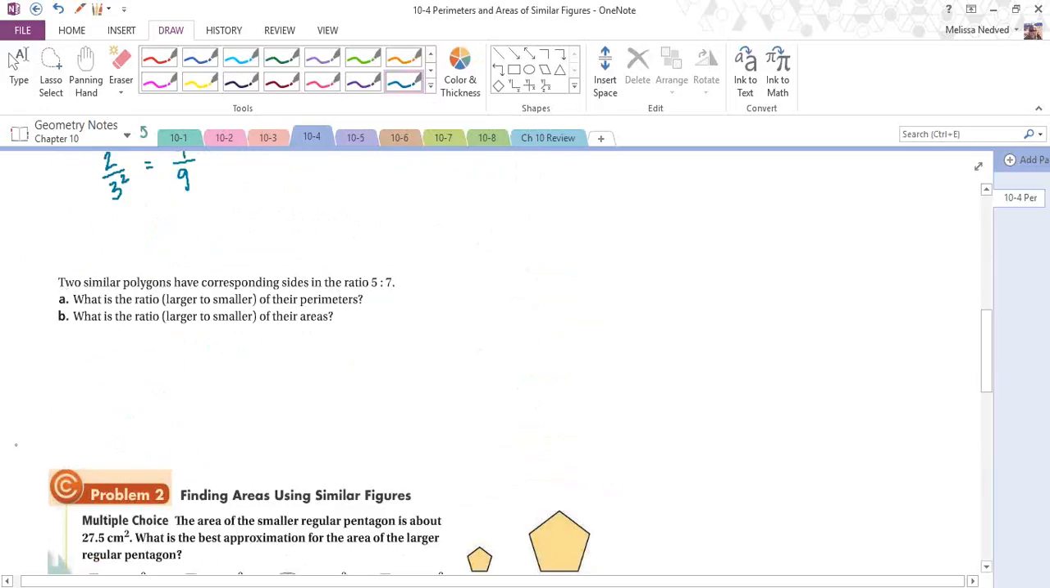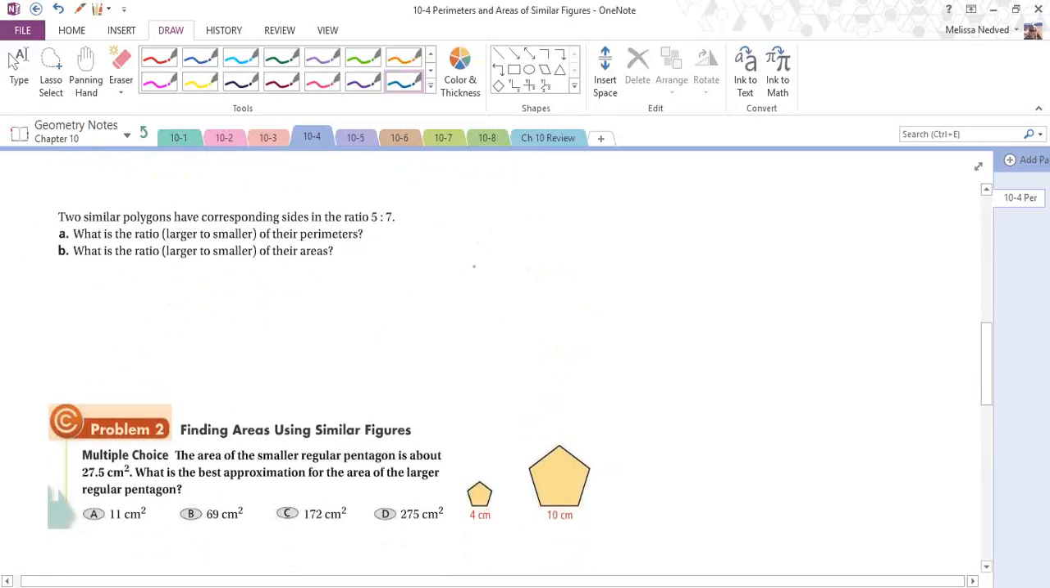Let's try another one. Two similar polygons have corresponding sides in the ratio of 5:7. Part A asks us to find the ratio of the larger to the smaller of their perimeters. Now notice, if we're given this as 5:7, that means that 5 is going to be the smaller since that's less than 7. And I'm asked to write my ratio in terms of larger to smaller. So since I'm looking at perimeter, I'm going to have the same ratio as the corresponding sides, but I'm going to write the 7 on top and the 5 on bottom, since I am asked to list it as larger to smaller.